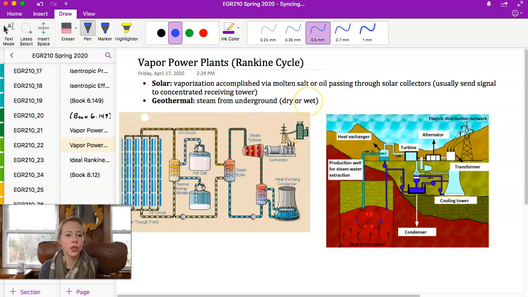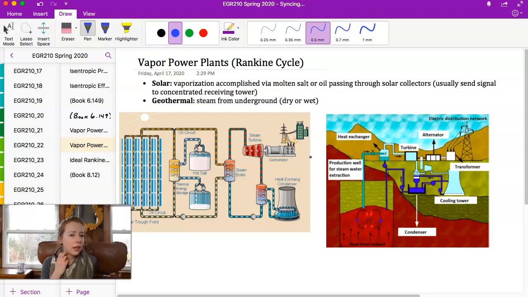And so you could use wet steam or dry steam. Wet steam just means that it's not 100% vapor, the steam. There's still a water component to it. Dry steam means that you have 100% vapor. Okay, so superheated vapor.